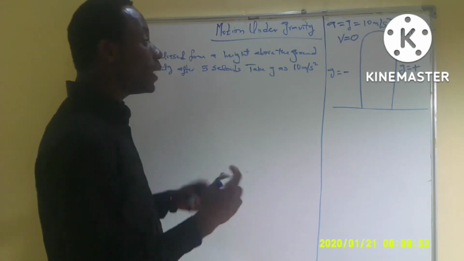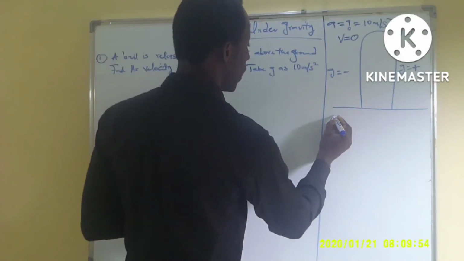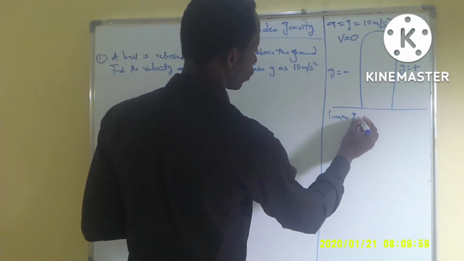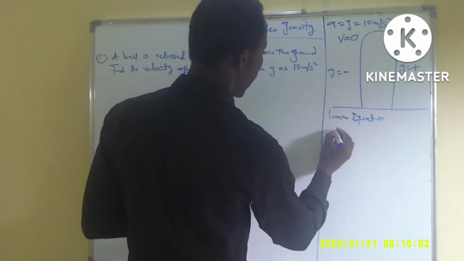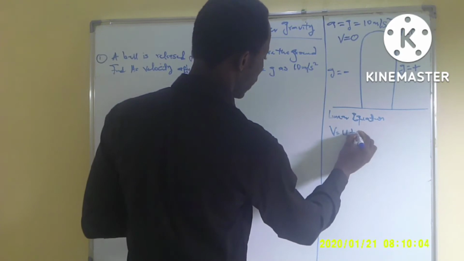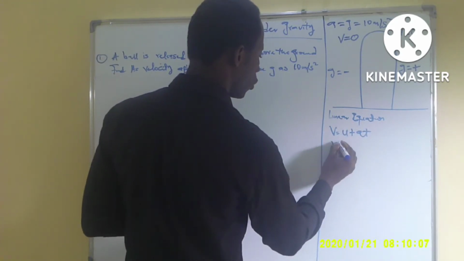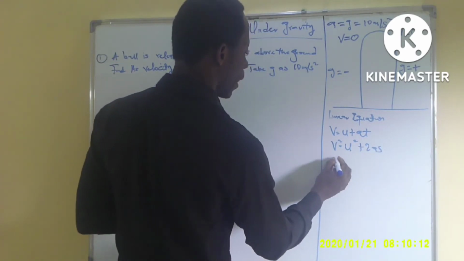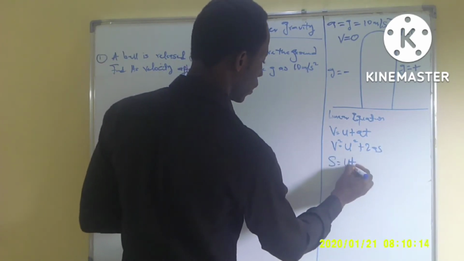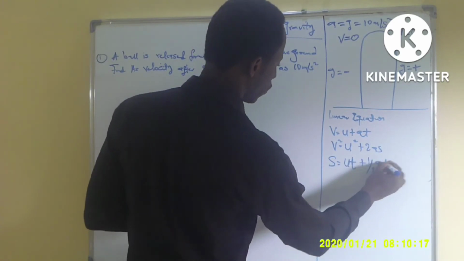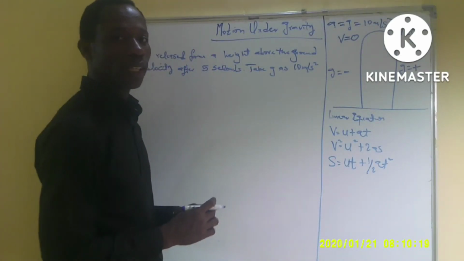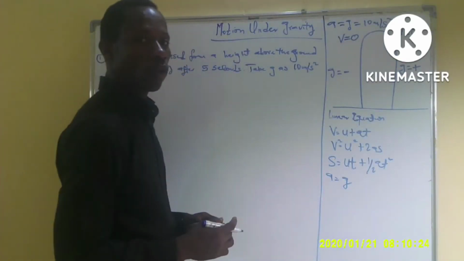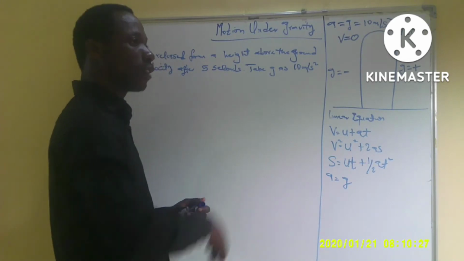So our linear equations, if you remember, the formulas are: v is equal to u plus at. Can you remember? v squared equal to u squared plus 2as. You remember? And then we have s is equal to ut plus 1 over 2 at squared. At this point, we replace the acceleration with g, because we are dealing with gravity, either going upward or down.